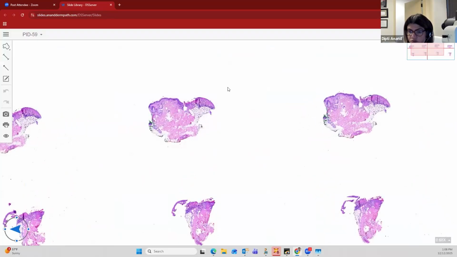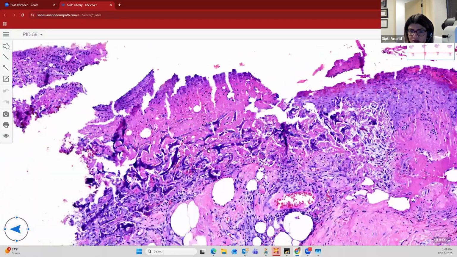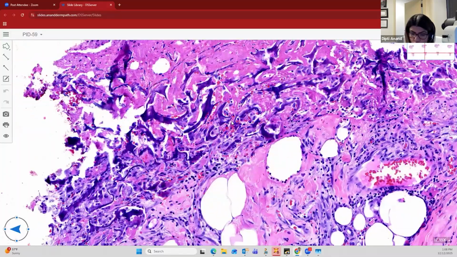This is from a very, very recent procedure. So you can see the ulceration with the serum and the crust, and you can see this material, which is all gel foam.